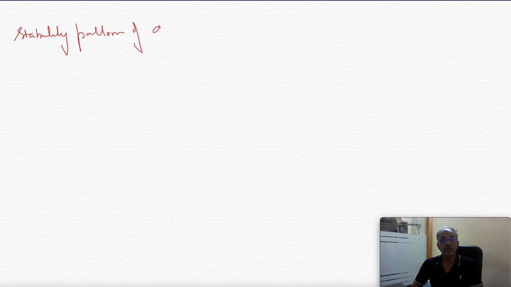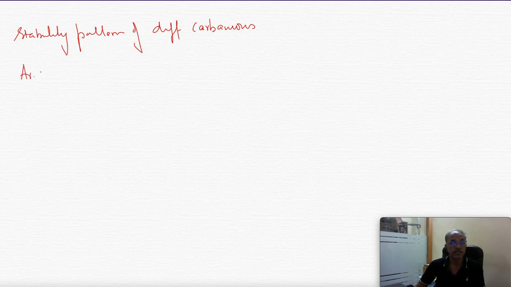We will see the stability pattern of different carbanions. Fine. I will say aromatic carbanion is more stable than benzyl, which is more stable than allyl.